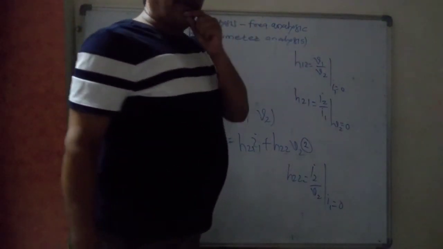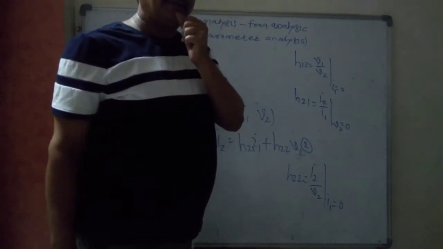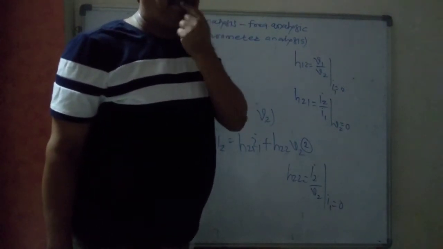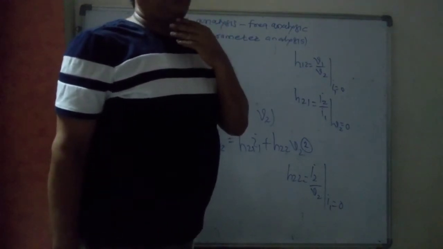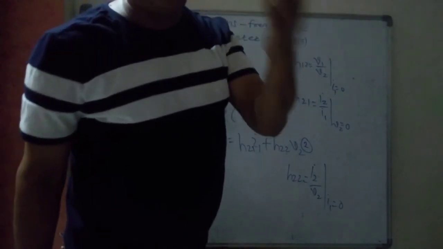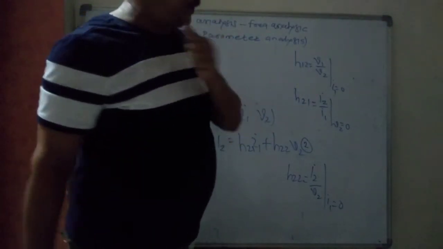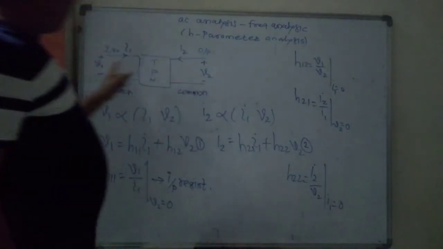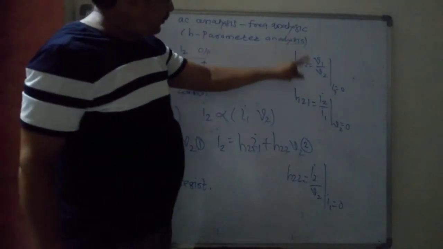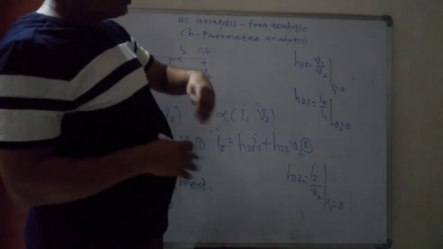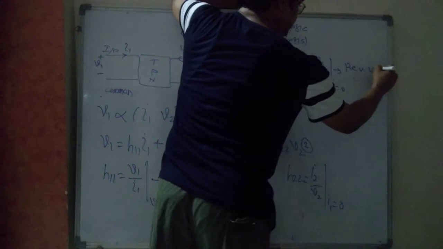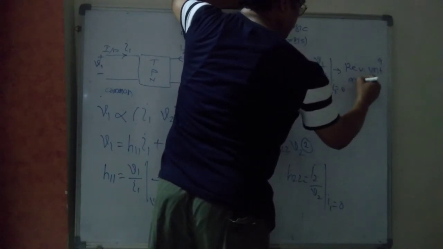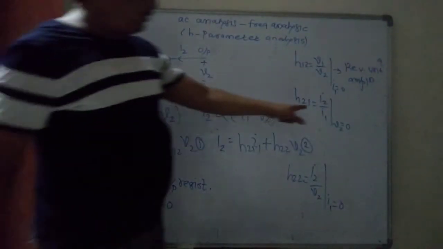Input voltage upon output voltage, ratio of two voltages. Gain. Generally gain is known as ratio of output quantity upon input quantity. That is known as forward gain. But here V1 is input voltage and V2 is output voltage. Input voltage upon output voltage. This is not forward, this is reverse. Reverse voltage amplification.